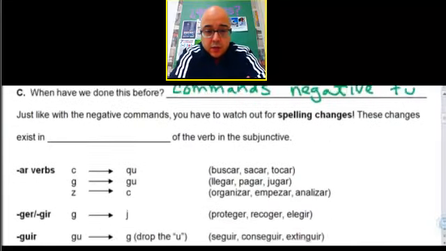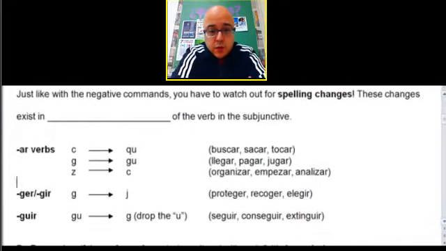Now, just like with the negative commands, you have to watch out for spelling changes. These changes exist in all of the verbs in the subjunctive. Okay, let's practice a few.